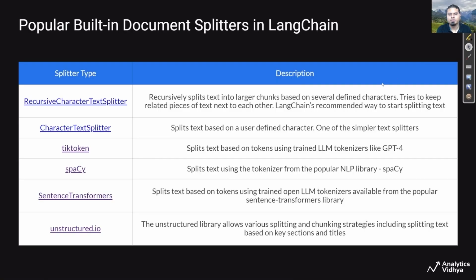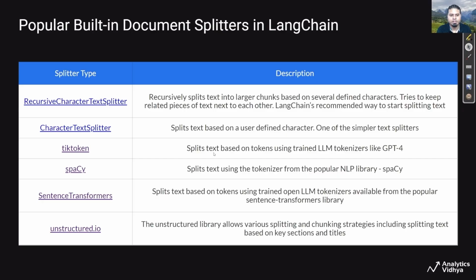Now, what are the popular built-in document splitters in LangChain? You have the recursive character text splitter, which is the most widely used and most popular text splitter. It recursively splits text into larger chunks based on well-defined characters, and then it tries to keep related pieces of text next to each other. It is LangChain's recommended way to start splitting your text into more manageable chunks. Character text splitter is like a specialized version of the recursive character text splitter. It splits text based on just one single user-defined character. It's one of the simpler text splitters.